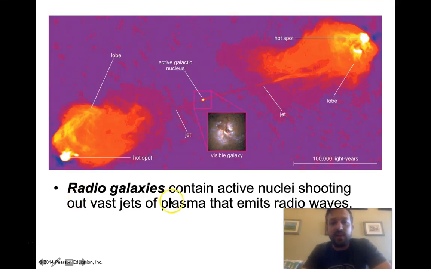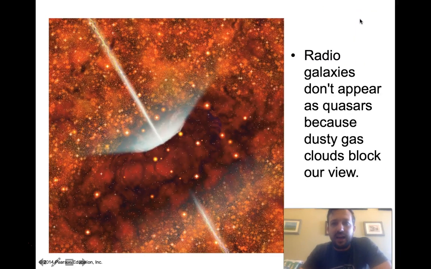Okay, so next thing is radio galaxies. They contain an active galactic nucleus. They shoot out jets of plasma, and these plasma jets emit radio waves. They don't appear as quasars because they're being blocked by dust, but we assume that's what they are. That's what these radio galaxies are, but we can't see them perfectly because there's a bunch of gas blocking them out.